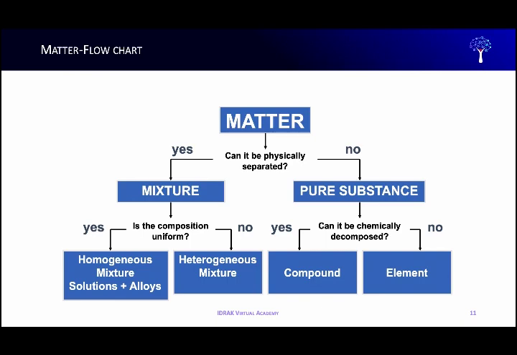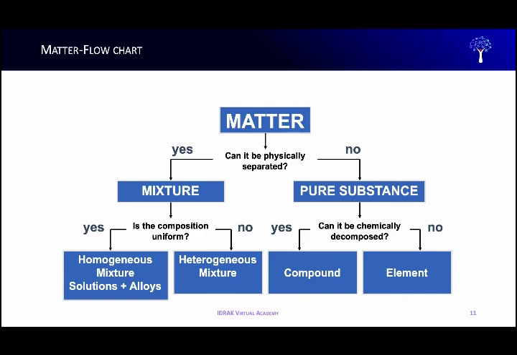We have seen how matter can exist as a solid, liquid, gas, or even plasma. Now let's look at how matter can be classified. Matter can be classified into a mixture or a pure substance depending on whether its particles can be physically separated or not. So if the particles can be physically separated, then it's a mixture. And a mixture is a substance whereby the constituents or the components are not chemically combined, so each one of them retains its own properties and there is no fixed ratio. Again, we have two types of mixtures. We have homogeneous mixtures and we have heterogeneous mixtures.